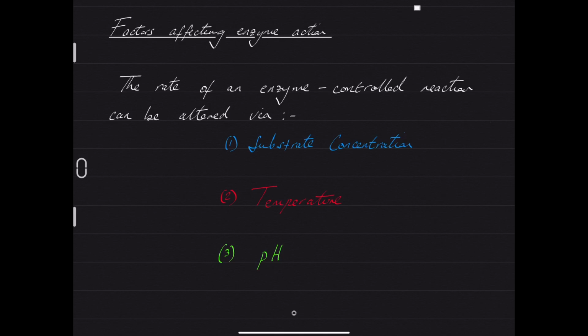Now, if you do biology A level, you will have to also know about inhibitors as well. For example, there are competitive inhibitors and non-competitive inhibitors. So these are factors that if you pursue biology further, we'll have to study in a bit more detail. But for now, substrate concentration, temperature and pH, these are factors that you need to know about in terms of how it may affect the rate of an enzyme controlled reaction.